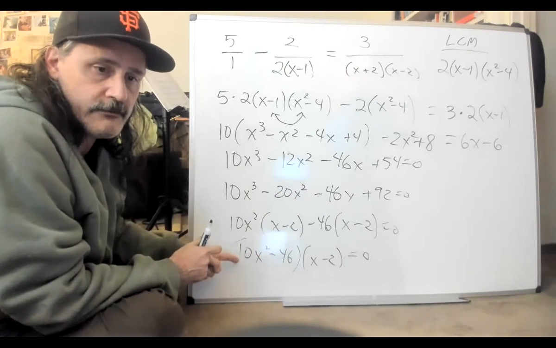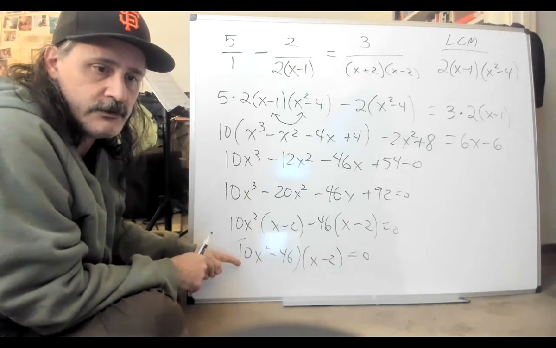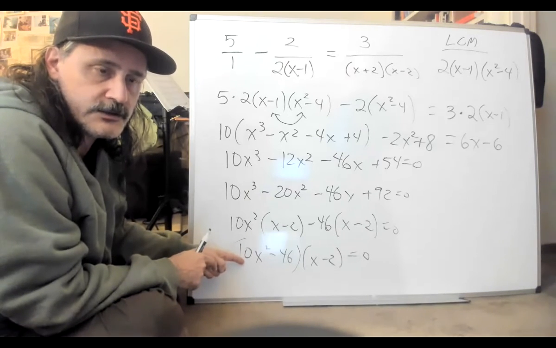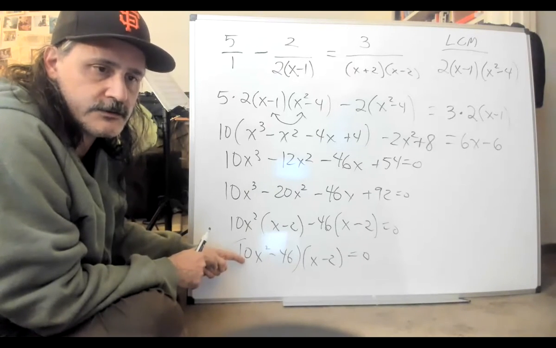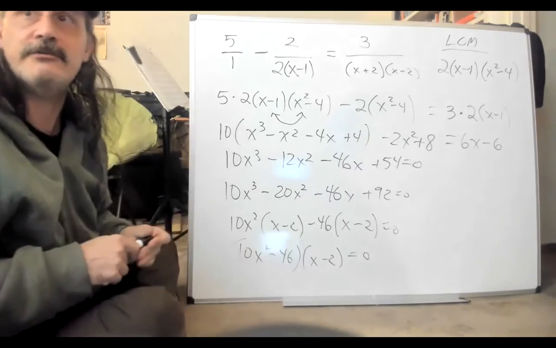And then here you'd have this equal to 0, so 46 divided by 10, take the square root of that. So plus or minus the root of 46 over 10, plus or minus the root of 4.6. So that's what we could have done.